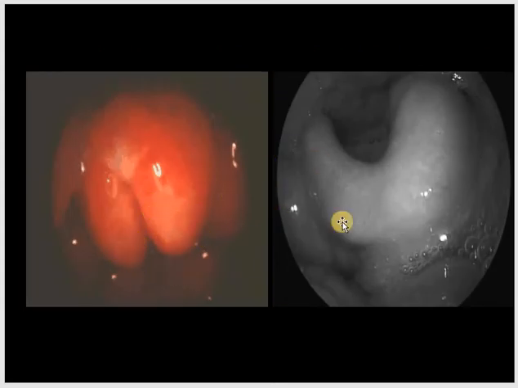All of the supraglottis area is swollen, and the epiglottis is also swollen, and you can see the saliva here. So this condition is called cherry red epiglottis. You can see the epiglottis is like cherry red.